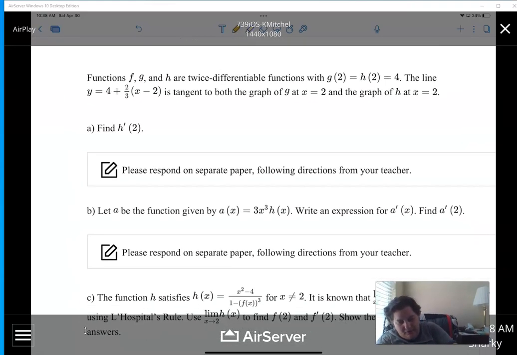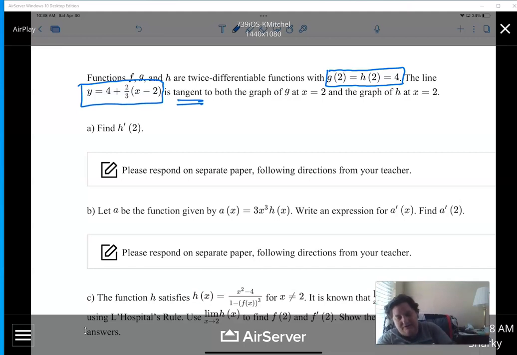All right, I'm going to go ahead and mark the stuff that's important here. Functions f, g, and h are twice differentiable, so they're differentiable, they're continuous. That means that at x equals 2, g and h both equal 4. That line is a tangent line to the graphs of g and h at 2. Okay? Find h prime of 2.